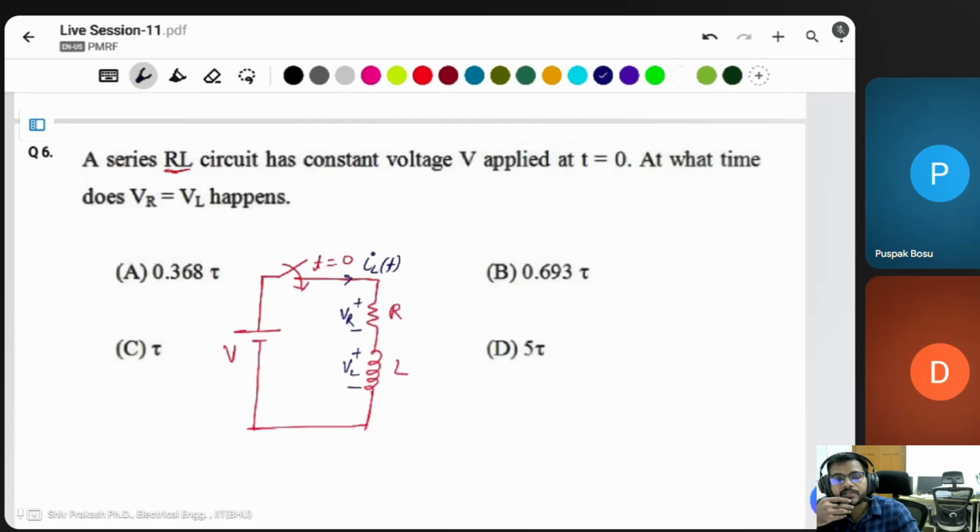Then the question is asking at what time VR is equal to VL. If VR and VL are equal, it means both are V by 2, half of the applied voltage. Then first of all, we have to find the current. Then we find the voltage across the inductor, which is the same as VR, that is IL into R. Okay, let's try.